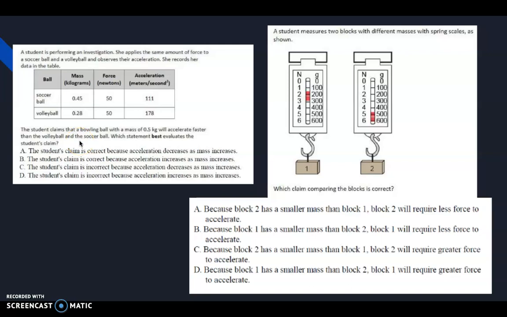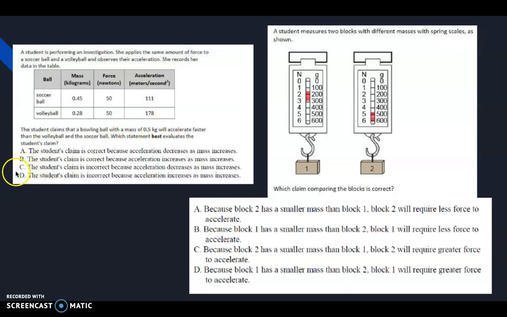Here we go. The student claims that a bowling ball, all right, so they're going to add something into the mix, a bowling ball with a mass of 5.5 kilograms. So let's see where that fits on our chart. That would be heavier than the two here. That student claims that a bowling ball with a mass will accelerate faster than the volleyball and soccer ball. Okay, so if we have a heavier mass with the same force, we're definitely not going to see that, all right? It's going to require more force to go faster, so that student actually is incorrect.